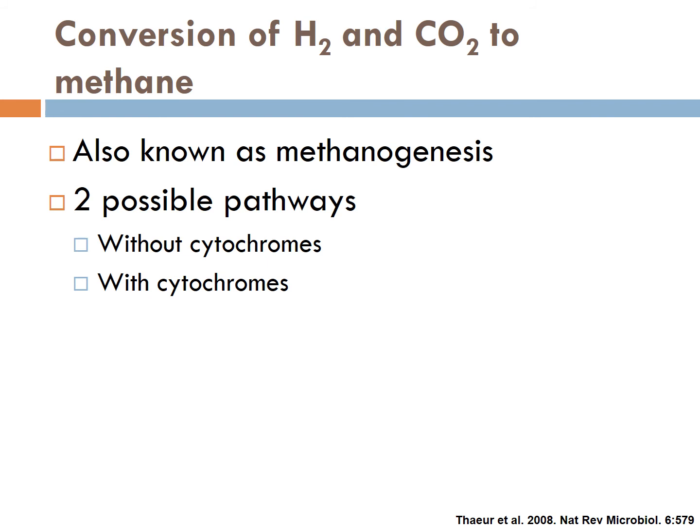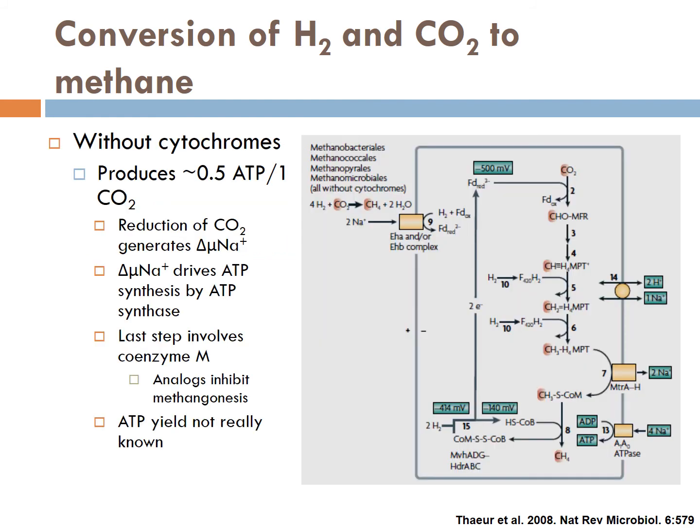Two pathways can be involved, one pathway without cytochromes and a pathway with cytochromes. The pathway without cytochromes produces about half an ATP per carbon dioxide reduced with hydrogen. As we can see in the red box, the reduction of carbon dioxide generates an electrochemical potential of sodium. This potential then drives ATP synthesis by ATP synthase.